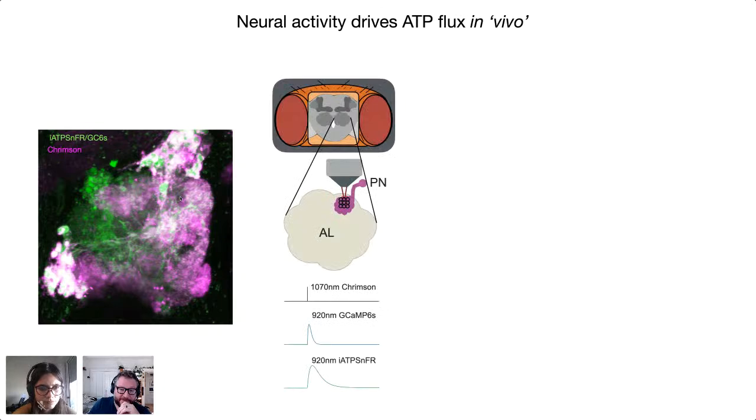And just a quick schematic of what this looks like. First, rather than a whole live animal, I'm taking the whole head off. This is what you'd call a head capsule, which is a fun way of saying a decapitated fly.